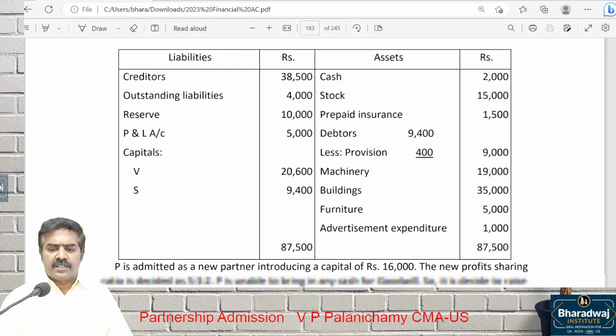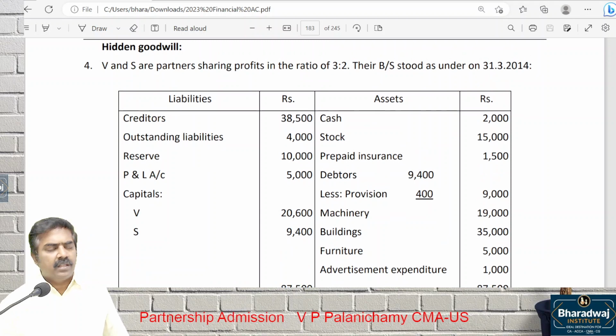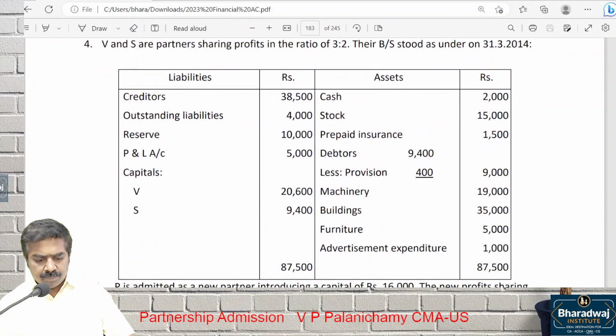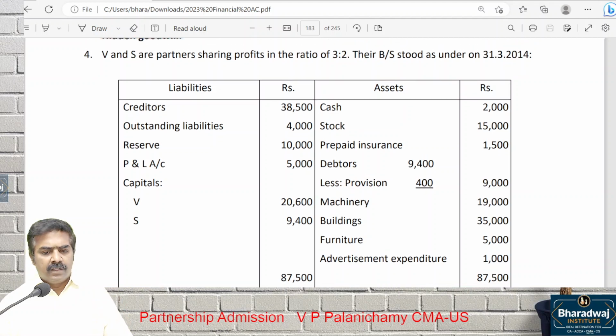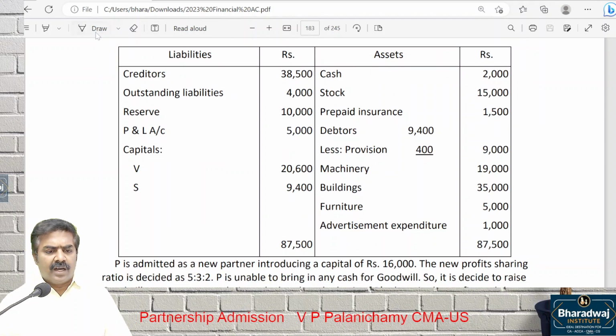Balance sheet is given as on 31st March 2014. Listen. Read the balance sheet, please. Creditors, outstanding liabilities, reserves, P&L account, capital of which partners is given? V and S. On the asset side, there is an advertisement expenditure. This must be written off. Advertisement expenditure is like a deferred revenue expenditure or miscellaneous expenditure. It must be written off.